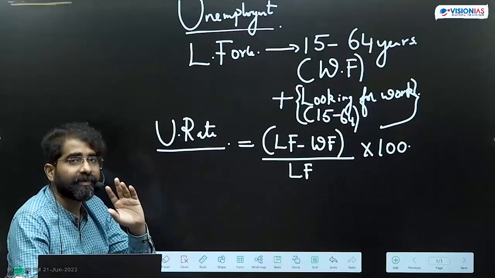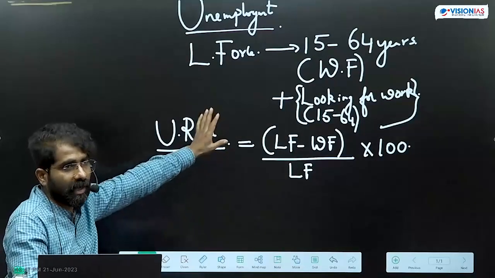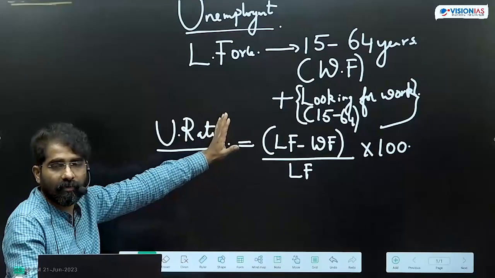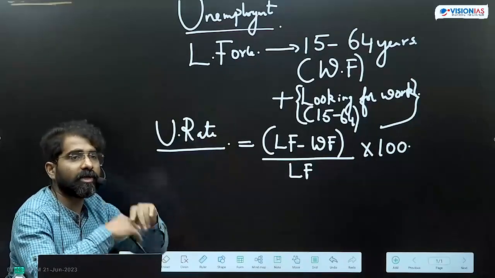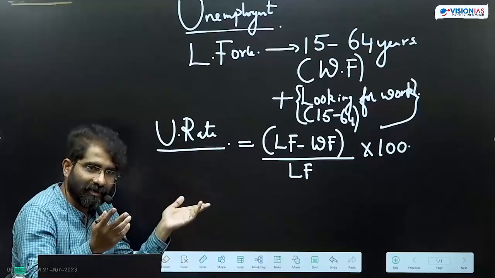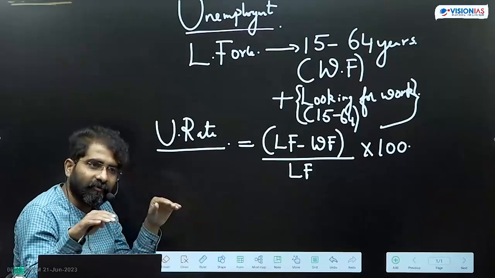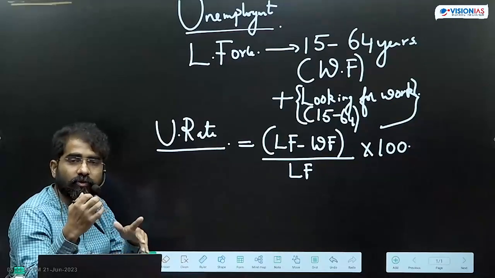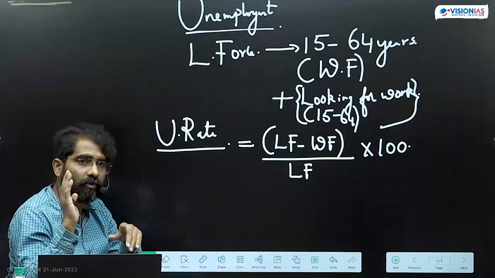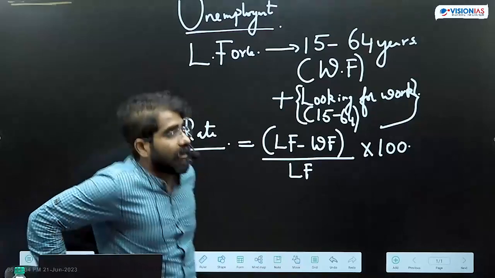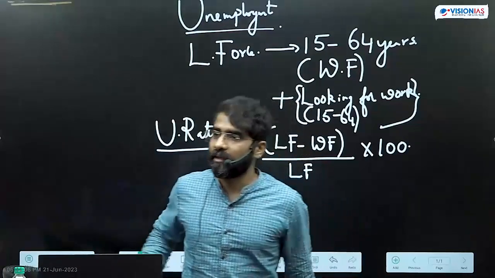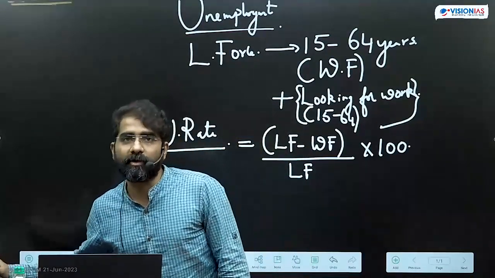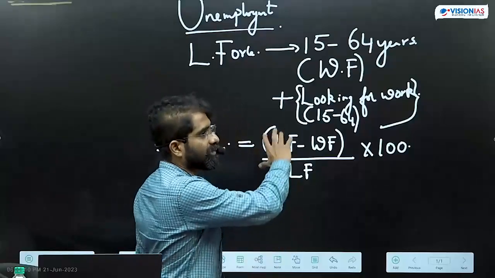So that aspect cannot be checked in this unemployment rate, because unemployment rate only talks about those who are looking for work but have no work, divided by the labor force, into 100. So it is not clearly going to tell you about those who stop demanding work. So is it completely sufficient? Definitely not. Those who have stopped demanding work cannot be checked in this process.